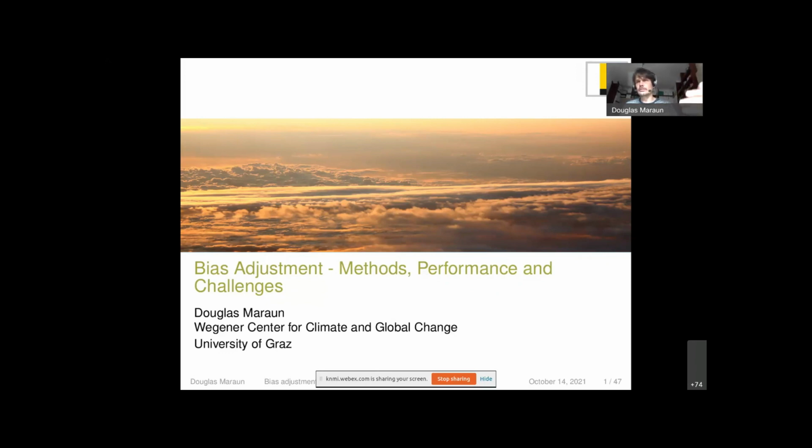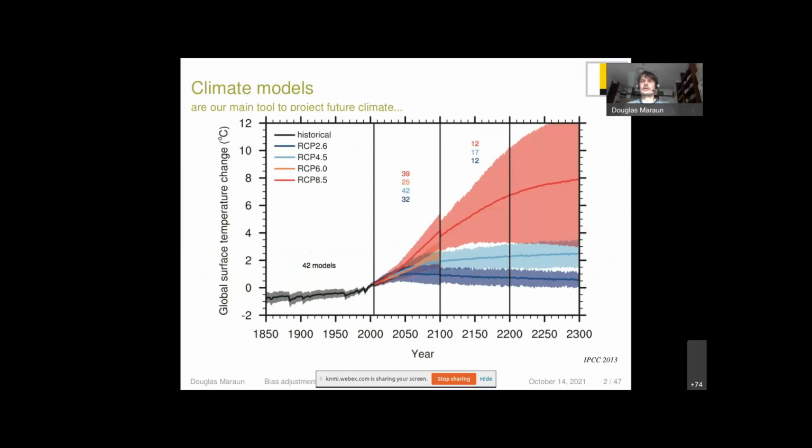So he will basically build upon what I talk about here, these simple methods, and then he will go to the more complex ones. Okay, so when we want to assess changes in future climate, we use climate models. So, for example, GCMs here. So this is from the 2013 IPCC report, global mean temperature projections.